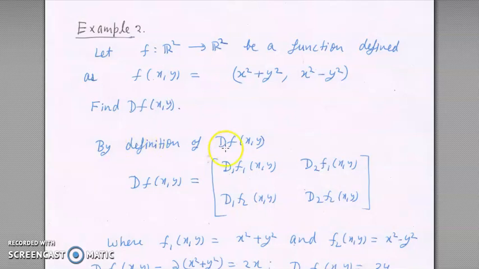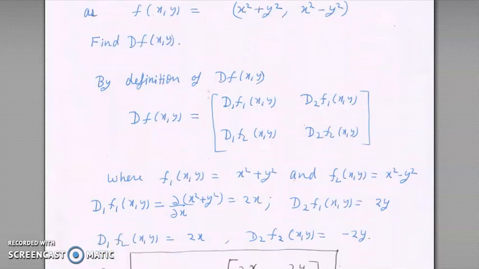Now by the definition, df(x,y) is equal to the matrix with entries d1 f1(x,y), d2 f1(x,y), d1 f2(x,y), d2 f2(x,y), where f1(x,y) is the first component of f, that is x² + y², and f2(x,y) is the second component of f, that is x² − y².